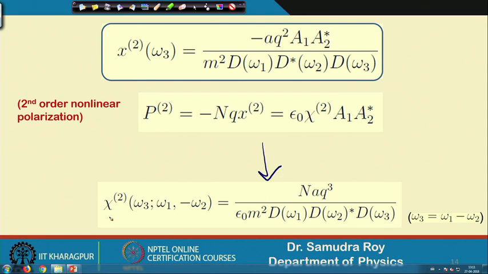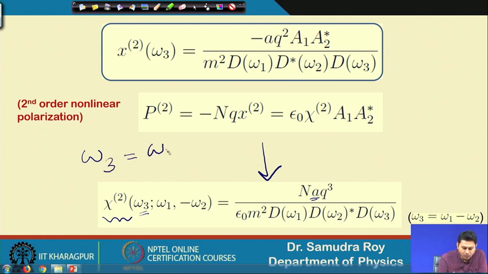So, chi 2 is the second order susceptibility, please mind it, that arises because of this anharmonic term related to A. If I put A equal to 0, this term will vanish, so there will not be any chi 2. Now, I try to find out the frequency component of chi 2, which is omega 3. How is this frequency component generated? You remember that omega 3 is generated as omega 1 minus omega 2, the difference frequency. That is why the notation is written as omega 1 and another frequency component minus omega 2, because of this minus sign.